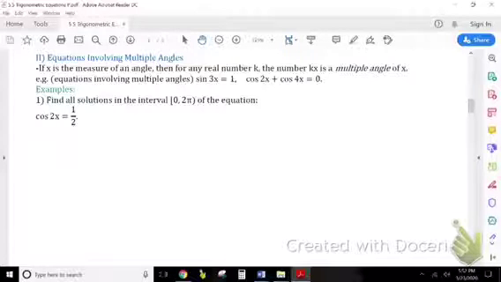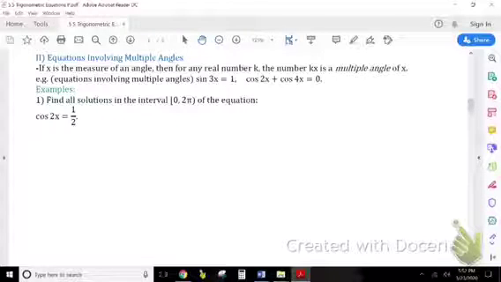Now remember, a number being divided is the same as it being multiplied times that reciprocal as well. But we'll talk about that more later. All right, so number 1 here says find all solutions in the interval from 0 to 2 pi of the equation cosine of 2x equals 1/2.